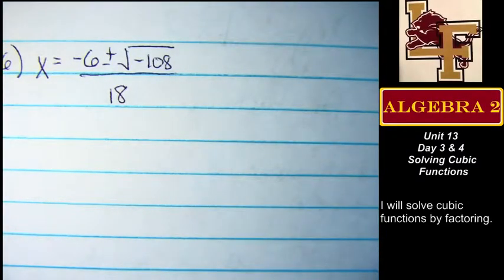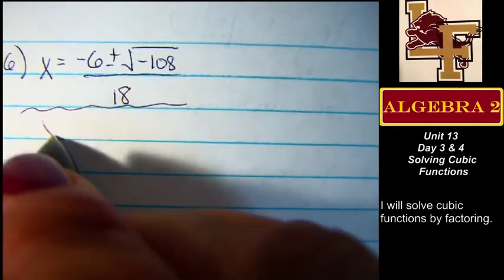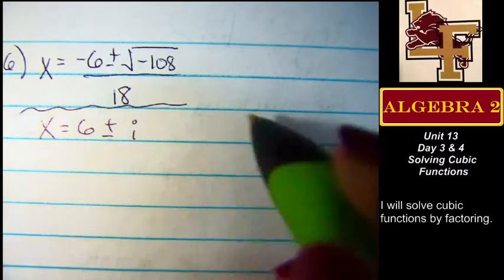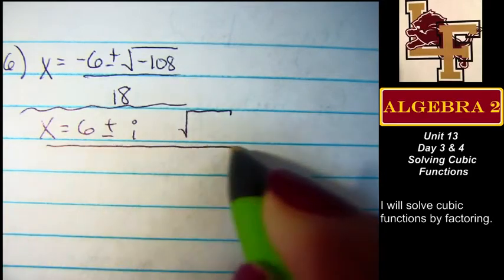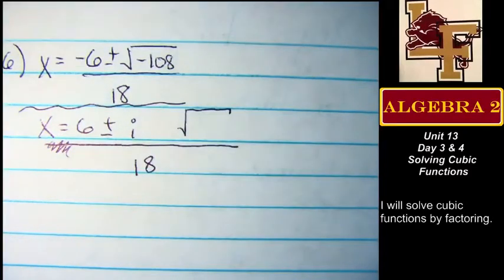I have a negative under a radical. At this point, you should be fairly well training yourself that when you see a negative under a radical, you rewrite it immediately with the letter i sitting outside of the radical. So I'm going to stick an i here, and I'm going to leave a space because maybe I can get something out of the 108.